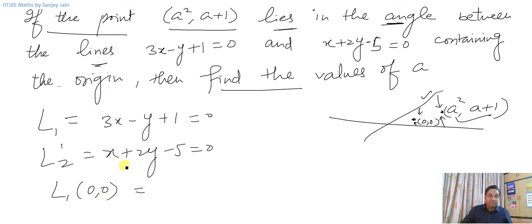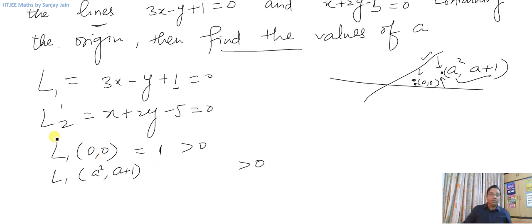L1 at (0, 0) will give me 1, which is greater than 0. So when I put the point (a squared, a plus 1) in L1, I already know that it will be positive. Why? Because the origin and this point lie on the same side of line L1. So let me see what expression I have when I put this in L1: 3a squared minus a plus 1 minus 1 plus 1. So this is the expression that I get. The 1s can be cancelled. From here I can say 3a squared minus a is greater than 0.